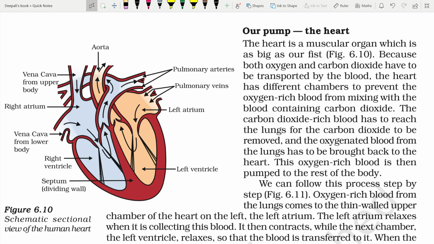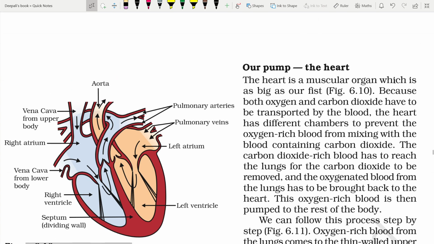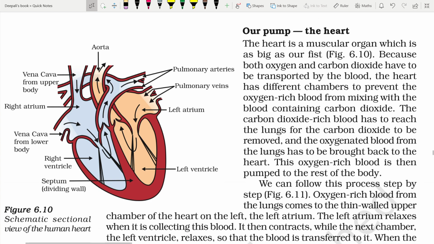Now the heart is a muscular organ which is as big as our fists. Because both oxygen and carbon dioxide have to be transported by blood, the heart has different chambers to prevent the oxygen-rich blood from mixing with the blood containing carbon dioxide.